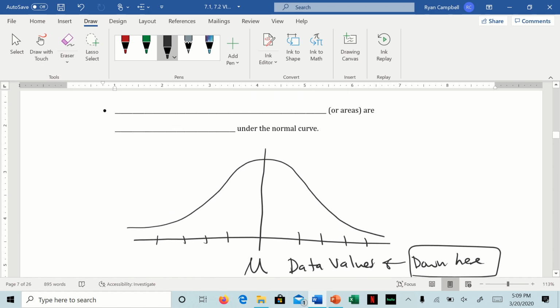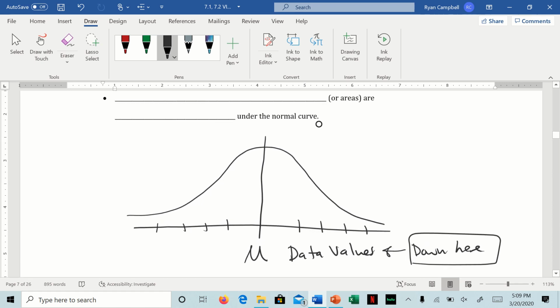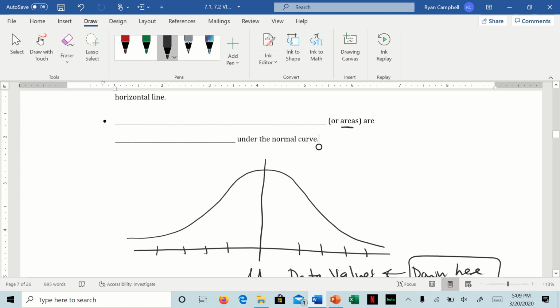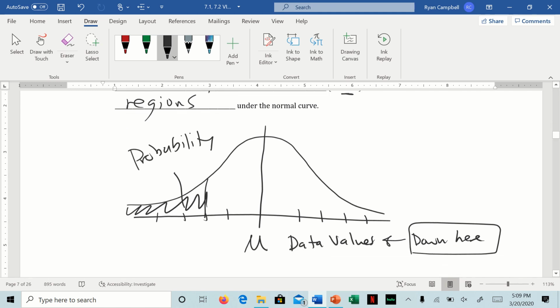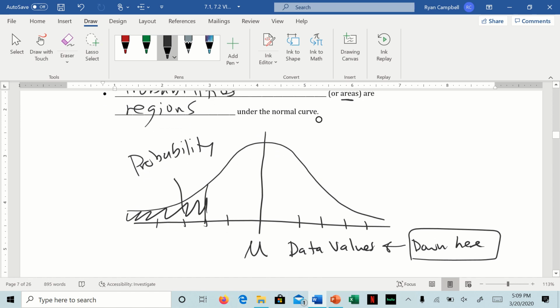That's super, super important, because we're talking about the areas. Remember, another word for area is probability. So the probabilities, like they were on the other chart, are the areas. So this is going to be the regions under the curve. So this up here is our probability. Data values, where are they? Down here. Where are the probabilities? They are up there.